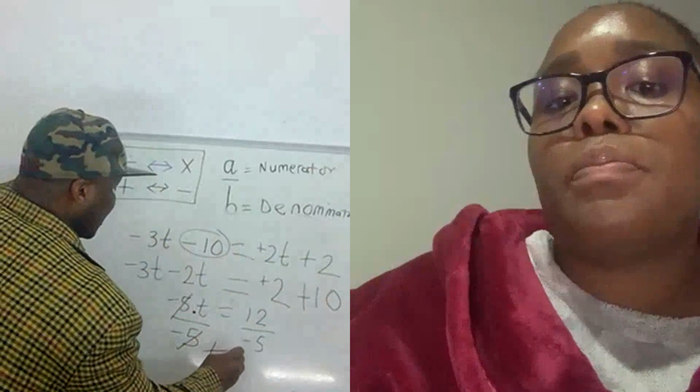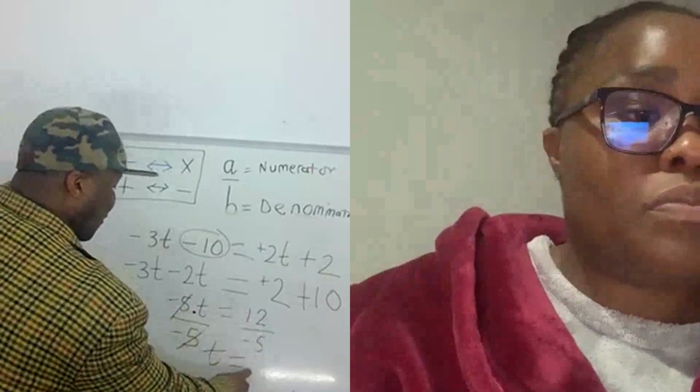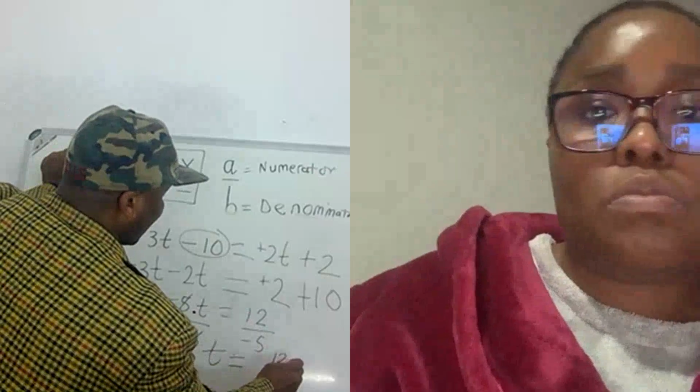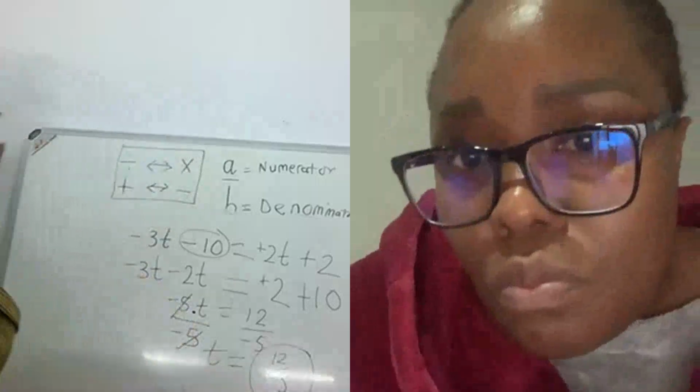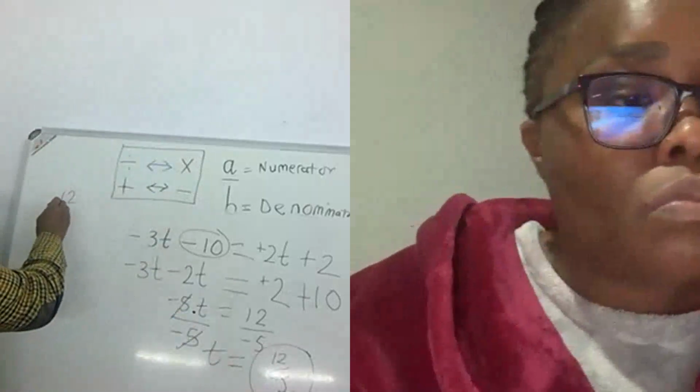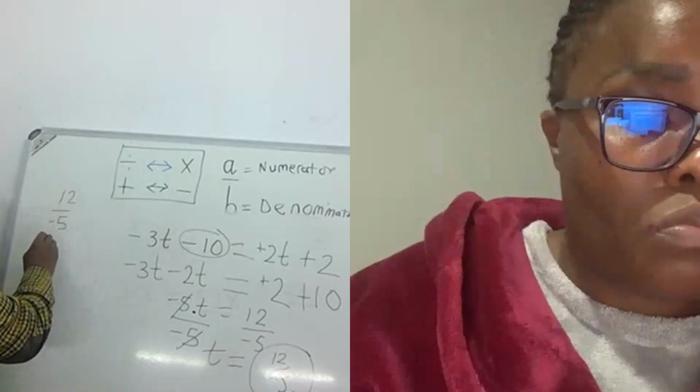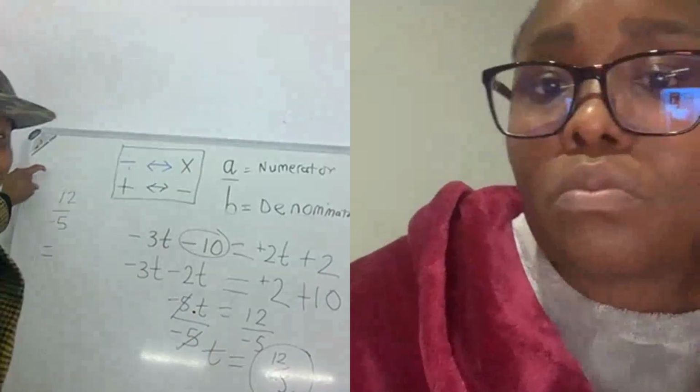So our t equals 12 over negative 5. It's like 12 over negative 5. That's our final answer. If you want to simplify, look, it's 12 over negative 5. If I want to write it as a mixed fraction, no, you don't need that.